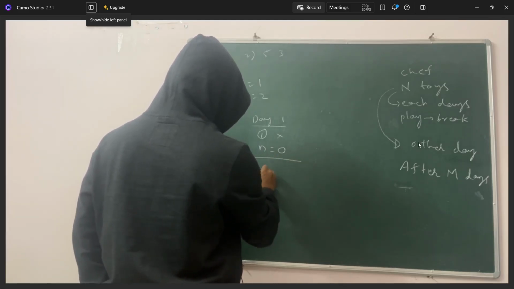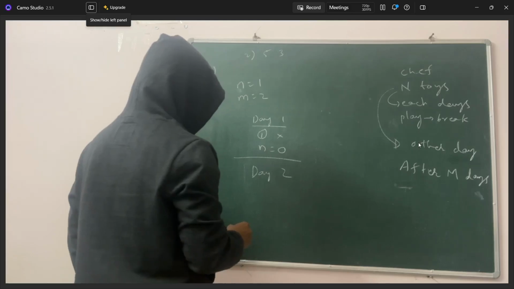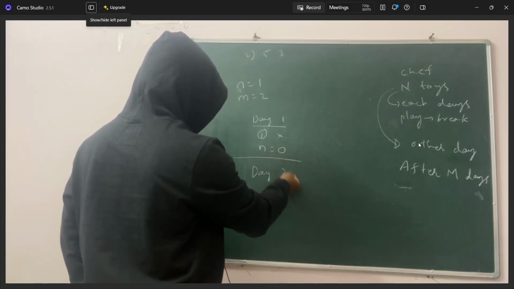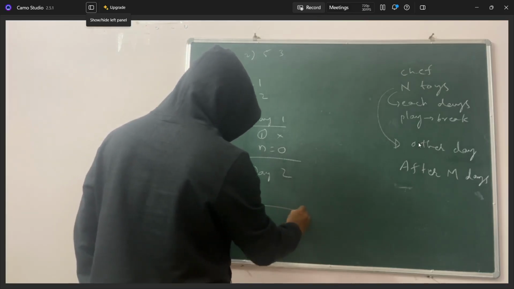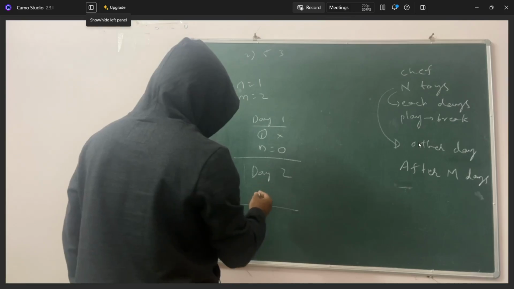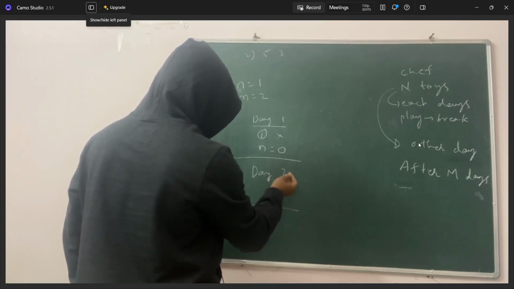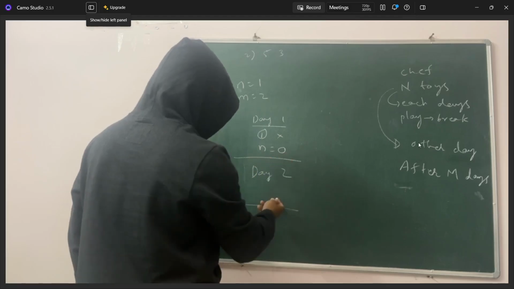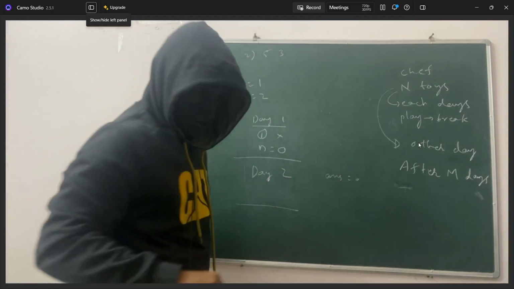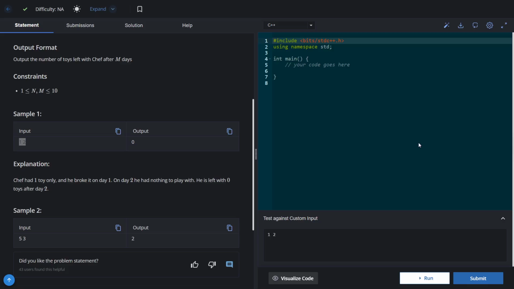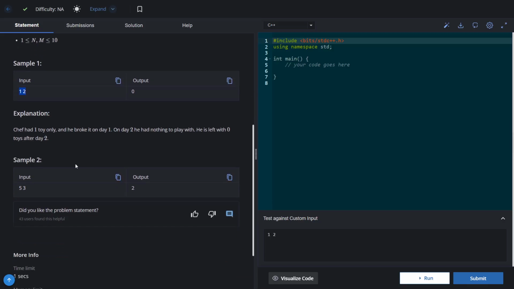Now this is done. Let's go to day two. When he moves to day two, he sees he doesn't have any toys to play with, so he will not play. So at the end of day two, how many toys does he have? He does not have any toys because n is 0, right? So in this case our answer is 0. Now let's try to understand the second one, 5 3.